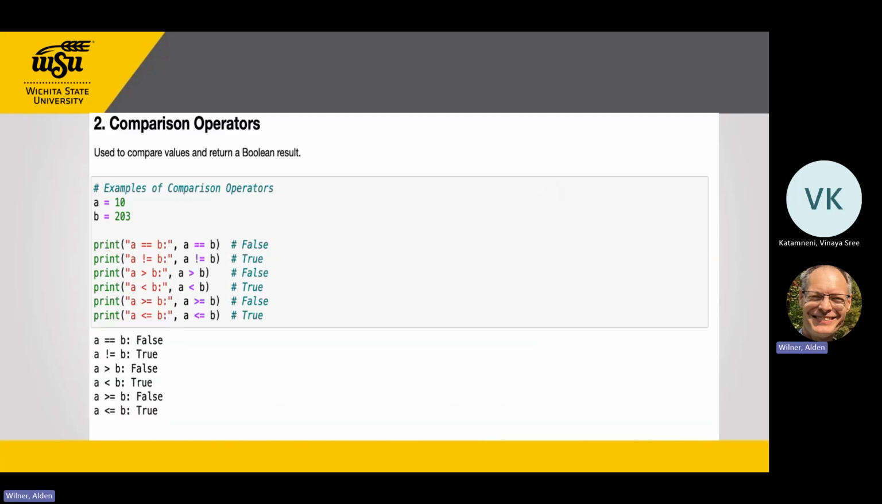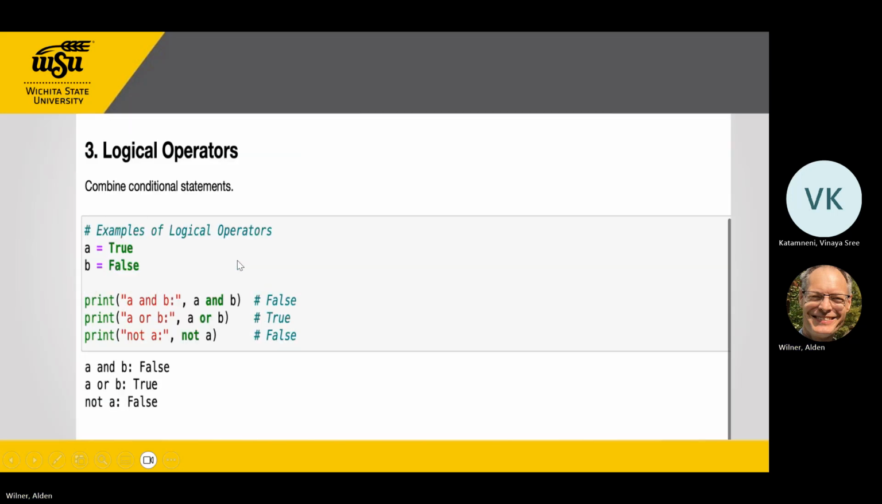Fun, yay. Comparison operators are used to compare values and return a Boolean result. A equals B: does 10 equal 203? No. Does 10 not equal 203? Yes. Is 10 bigger than 203? No. Is 10 less than 203? Yes. And of course, greater than or equal, less than or equal. So those are the arithmetic comparisons.